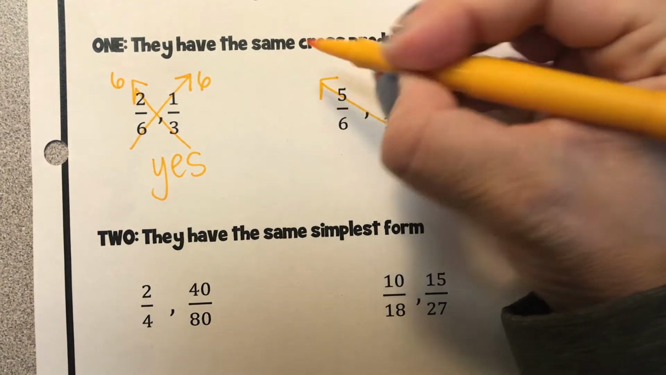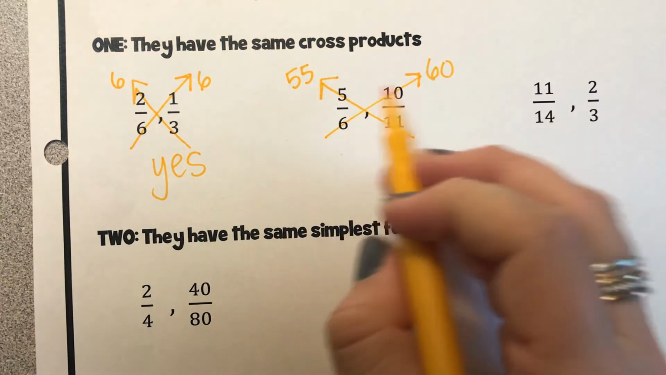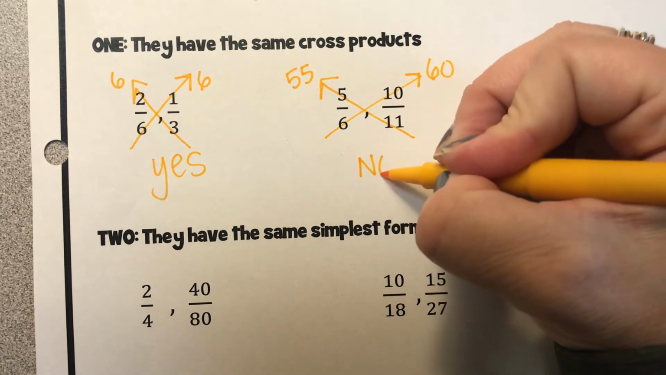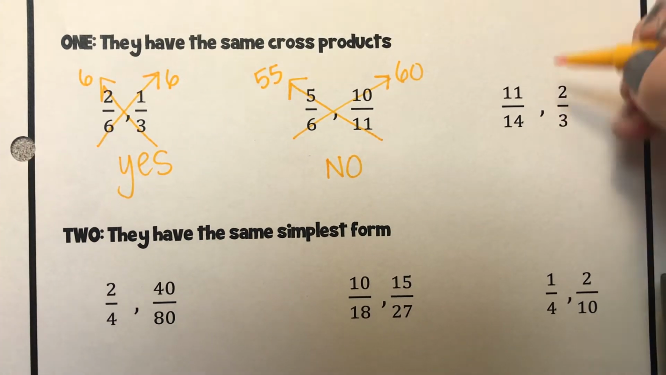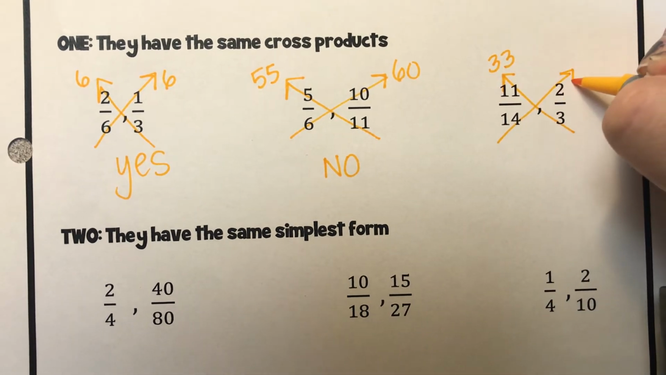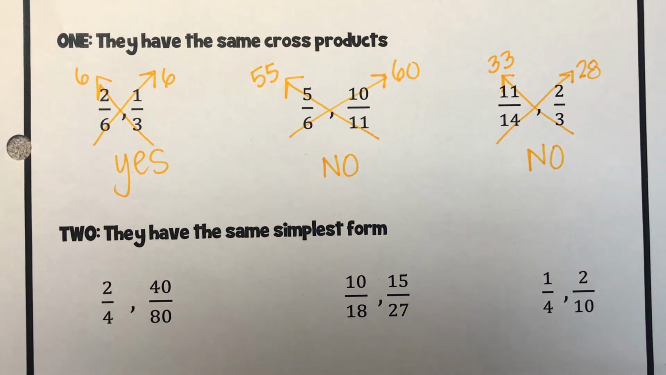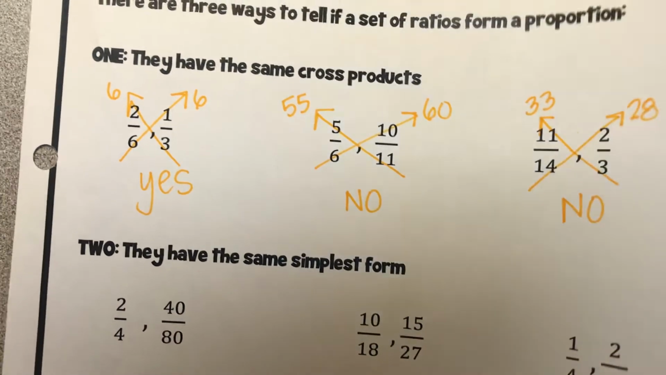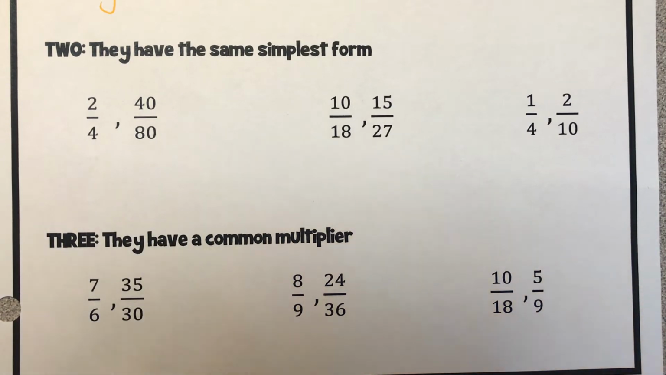On the next one, 11 times 5 is 55. 6 times 10 is 60. These are not the same cross products, so they would not form a proportion. On this third one, 3 times 11 is 33. 14 times 2 is 28. They do not have the same cross products, so the answer is no. So cross products works every time. Sometimes you may not want to use cross products if you're dealing with bigger fractions, but other than that, it's a great way to tell if two fractions would form a proportion.